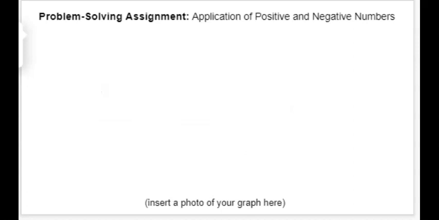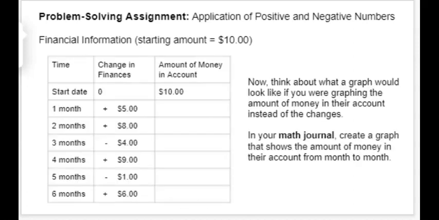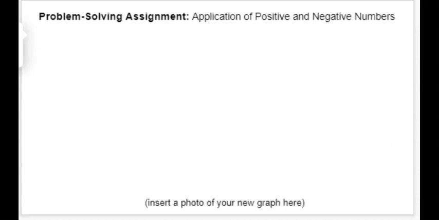You're going to take a photo of the graph you make in your math journal and put it on this slide. And then I ask you to make a second graph that's very similar, but instead of just the addition and subtraction of the dollars, you're actually going to have the money amount. So in your math journal, you're going to create a graph that shows the amount of money in their account from month to month. And then of course you're going to put a photo of your graph here.